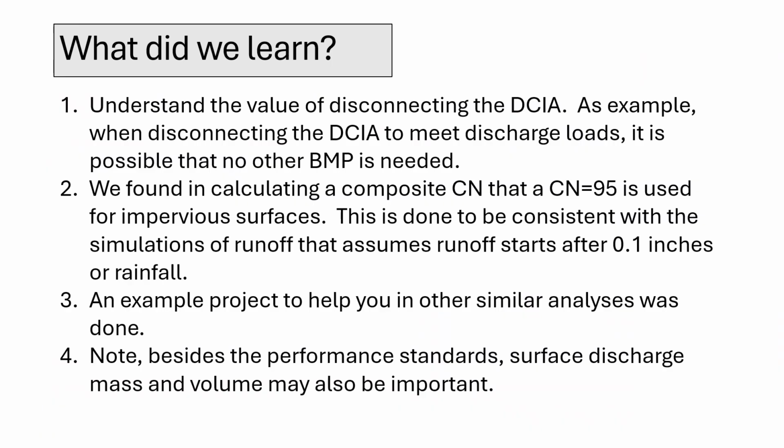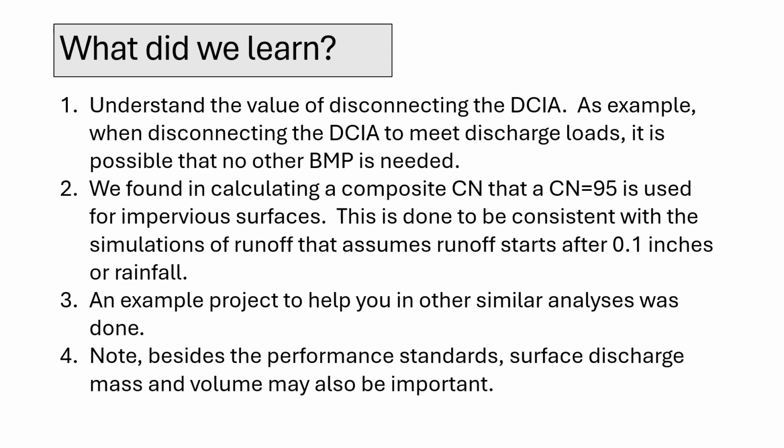We've covered several key concepts that are crucial for understanding stormwater management. First, it's really important to grasp the value of disconnecting the directly connected impervious area, or DCIA. When we disconnect the DCIA, especially by routing overland flow from impervious surfaces to pervious areas, we can significantly reduce pollutant loadings and runoff. In some cases, simply disconnecting the DCIA effectively can meet discharge loads without needing additional best management practices. A practical example of this is how, for A soils, about 10 feet of overland flow over a pervious area is often sufficient to disconnect the DCIA.